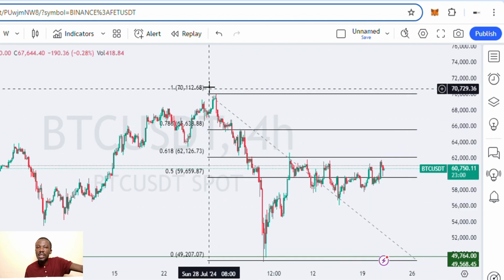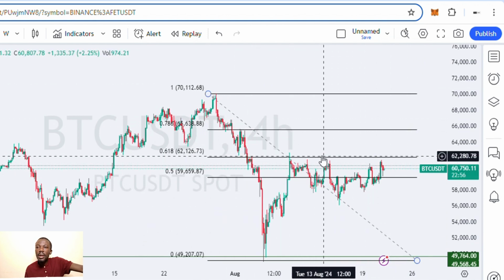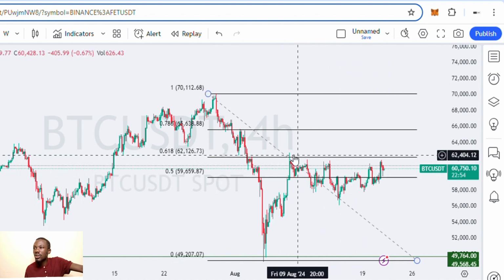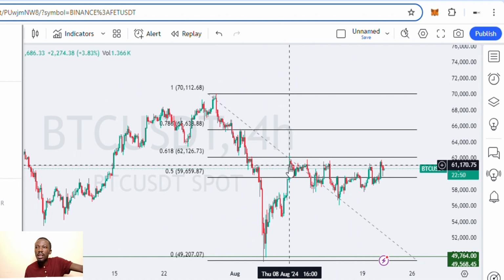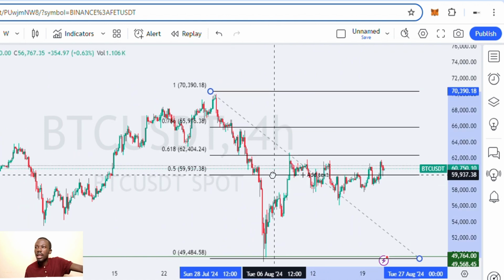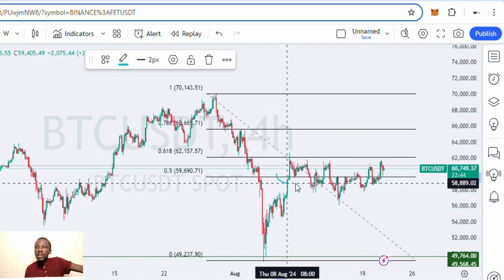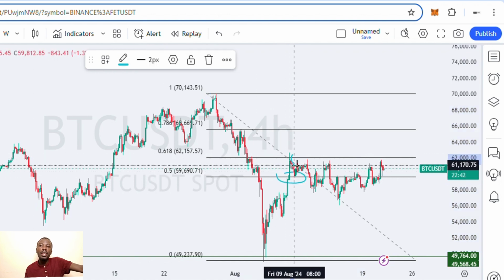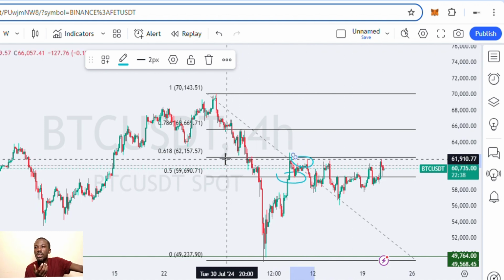I think you can see that it is showing me price is already at my zone, and price is consolidating in my zone. This is the equilibrium zone, and already this is the 0.618. Now my favorite Fibonacci level is this 0.618. I like taking trades over there.